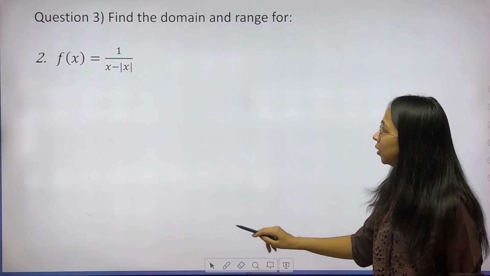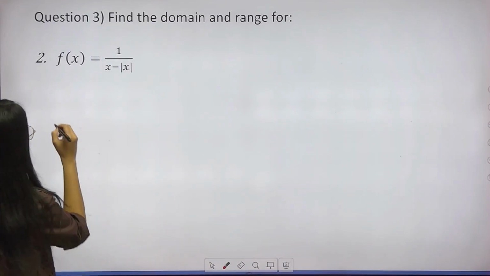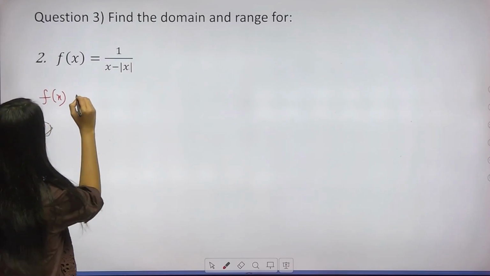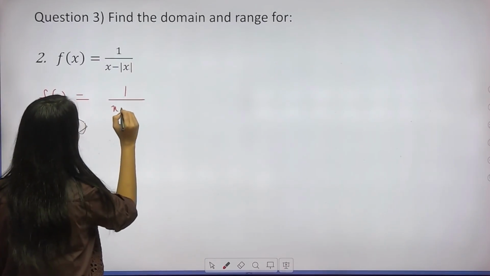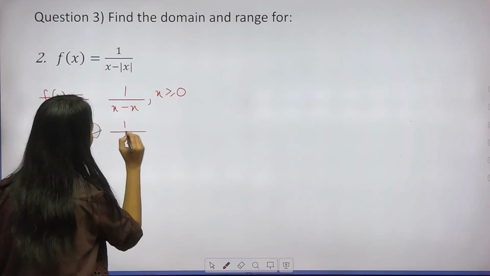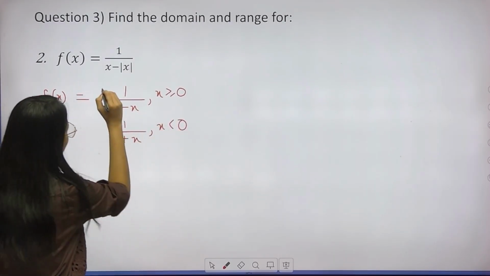Good. Next, again, first of all, we'll redefine this particular function as well. So for redefining, we have that f of x is equal to 1 over x minus x for x greater than or equal to 0 and 1 over x plus x for x less than 0.